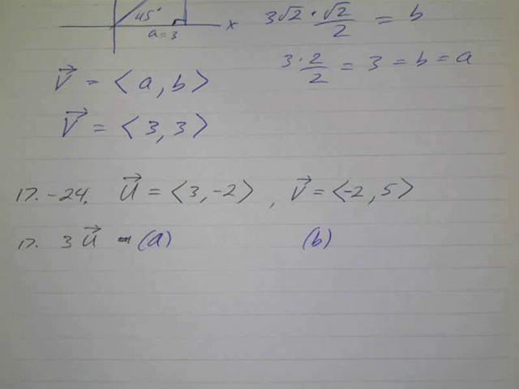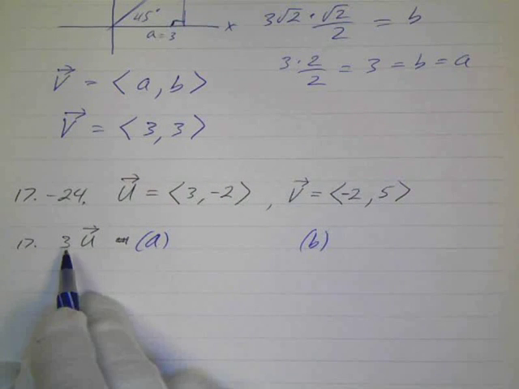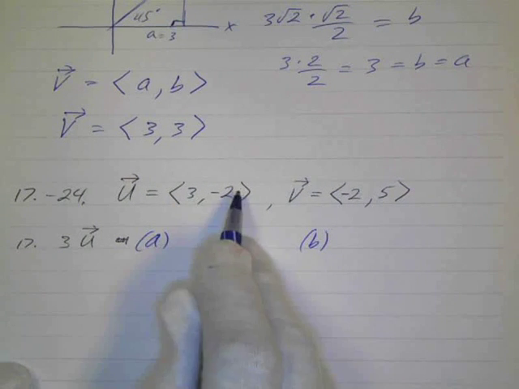Okay, 17 through 24, they tell you that vector u is in component form 3, -2, and v is -2, 5. And they have just some simple operations, some of them scalar, some of them vector. And they want you to find the component form and the magnitude of the vector. Okay, so when we multiply by a scalar, we just multiply each component by the scalar.